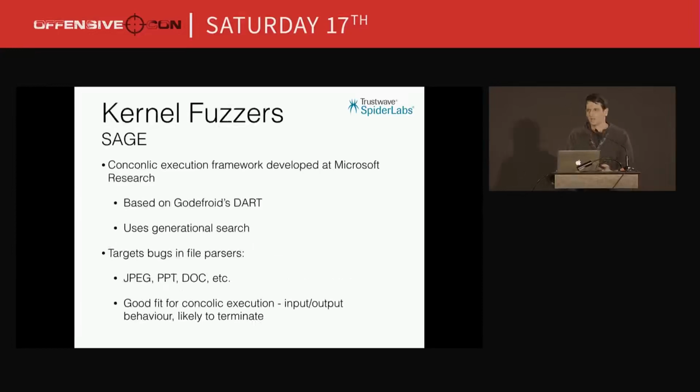Now, SAGE is not really a kernel fuzzer, but it's a great project. It's well known, and it's just a very good implementation of a concolic tester. It's been used by Microsoft for a long time, especially for fuzzing various file formats, JPEG, PPT, DOC files. And this is really the ideal scenario for concolic fuzzing. You have input-output behavior, you have some kind of input file, and that produces some kind of output file. And this is likely to terminate in this case, so that's really ideal.